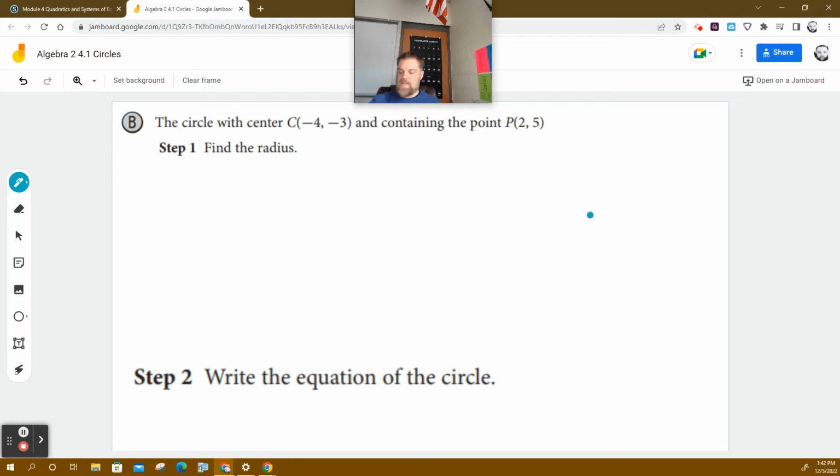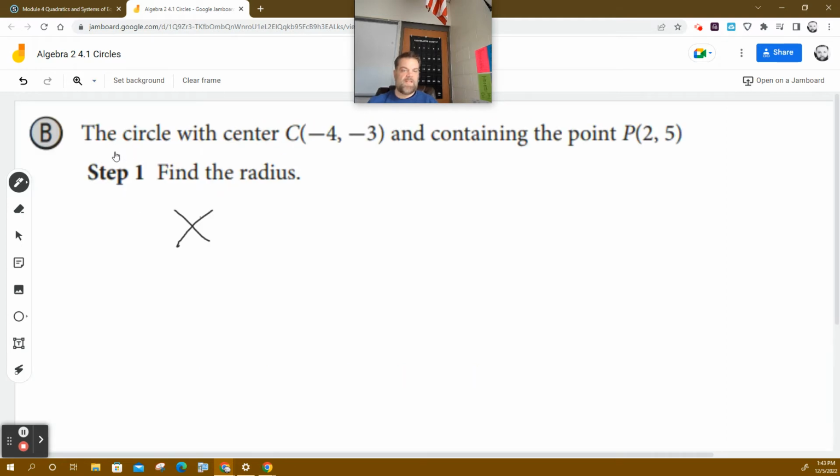All right, so same thing that we did before. We're not going to graph this one. This is a little different. We're asked to find the radius. So remember that the equation of the line, ooh, that's big. Let me zoom in a little bit.